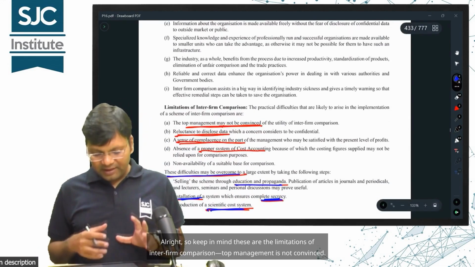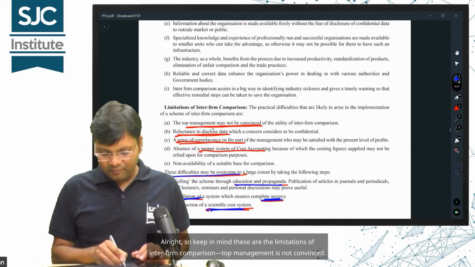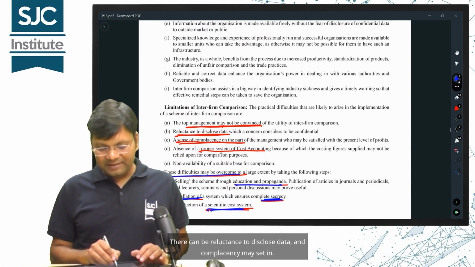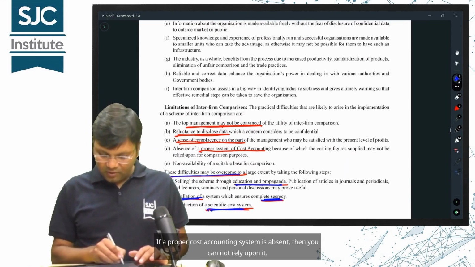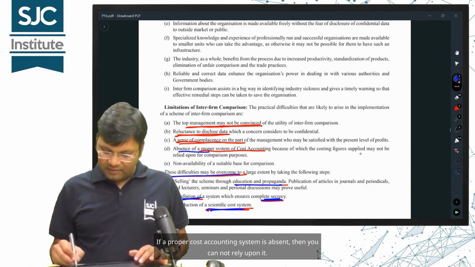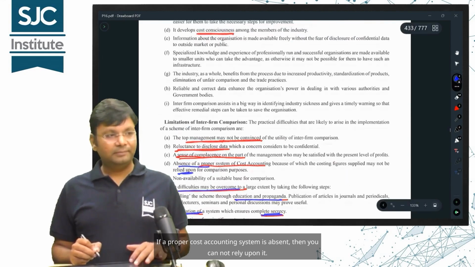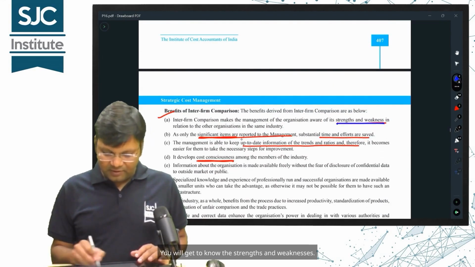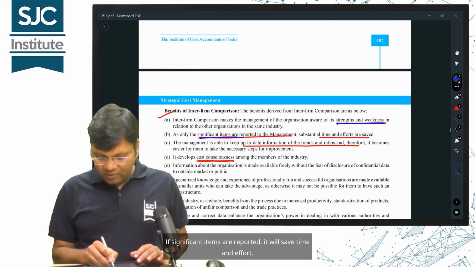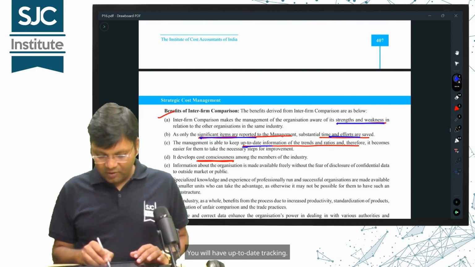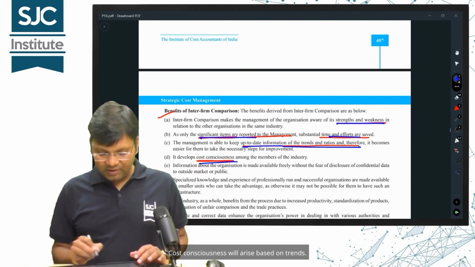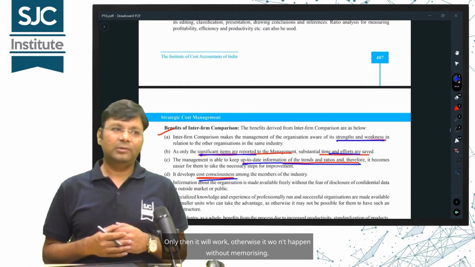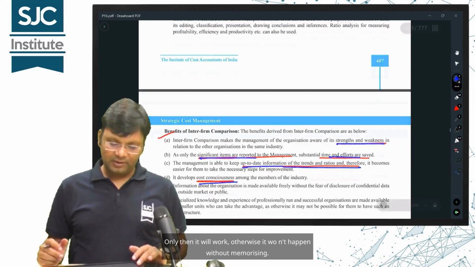Alright, so keep in mind these are the limitations of interfirm comparison. Top management is not convinced. There can be reluctance to disclose data and complacency may set in. If a proper cost accounting system is absent, then you cannot rely upon it. Alright, so what are the basic benefits? You will get to know the strengths and weaknesses. If significant items are reported, it will save time and effort. You will have up-to-date tracking. Cost consciousness will arise based on trends. Now, you will have to remember these points. Only then it will work, otherwise it won't happen without memorizing.